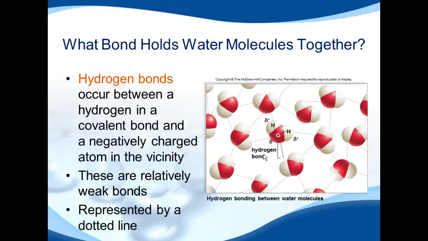Each hydrogen bond is a relatively weak bond, and so when you see them drawn, you typically see them represented by a dotted line like you see here. But overall, when you put together millions and millions of those weak little hydrogen bonds, you can have a pretty strong force.